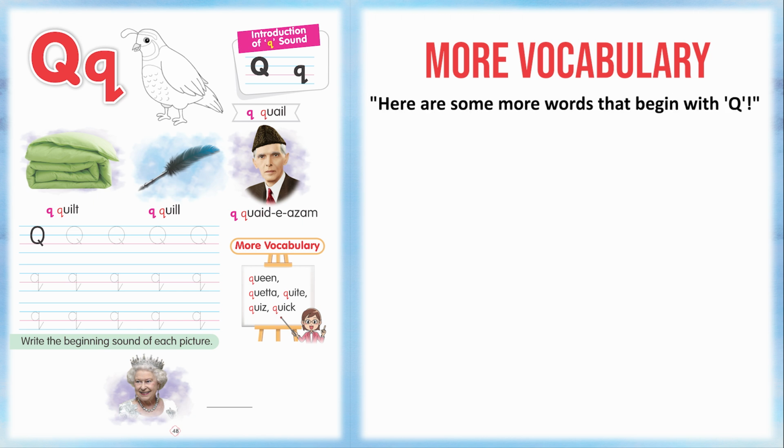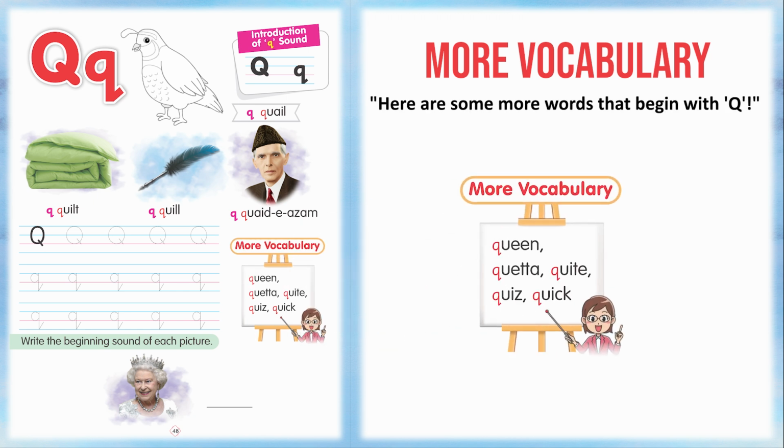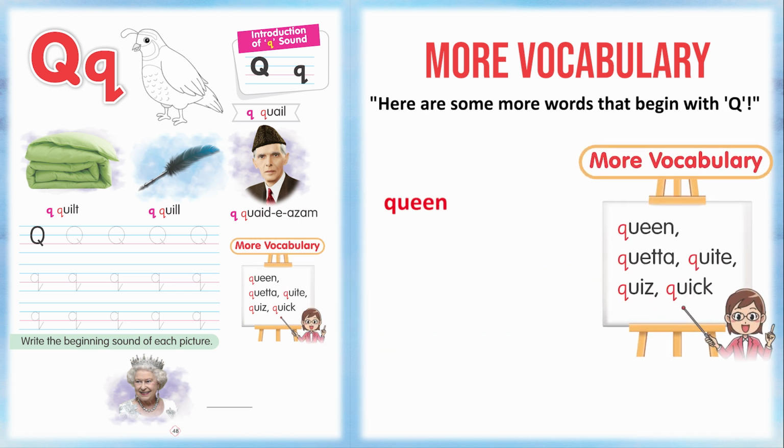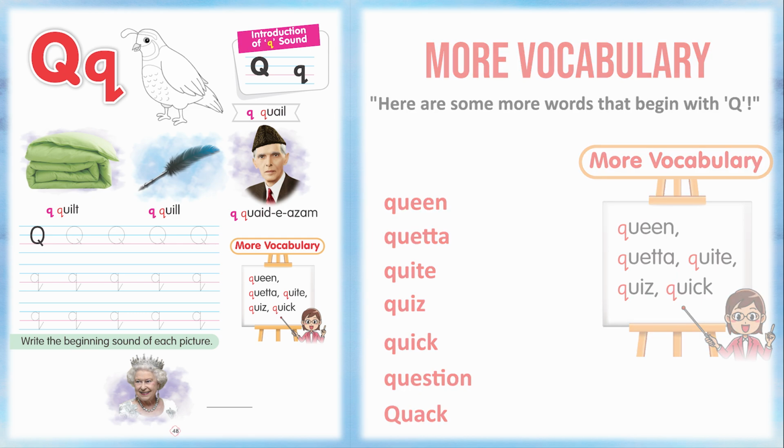Here are some more words that begin with Q. New words. Queen, a royal lady. Quetta, a famous city in Pakistan. Quite, a word we use when something is very calm or soft. Quiz, a fun test with questions. Quick, something very fast. Question, something we ask when we want to know something. Quack, the sound a duck makes.